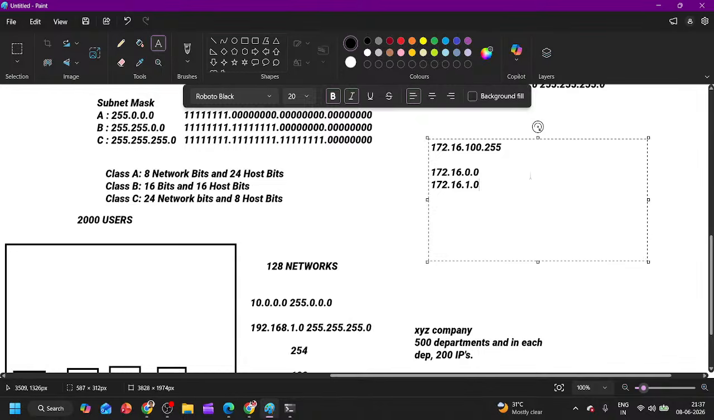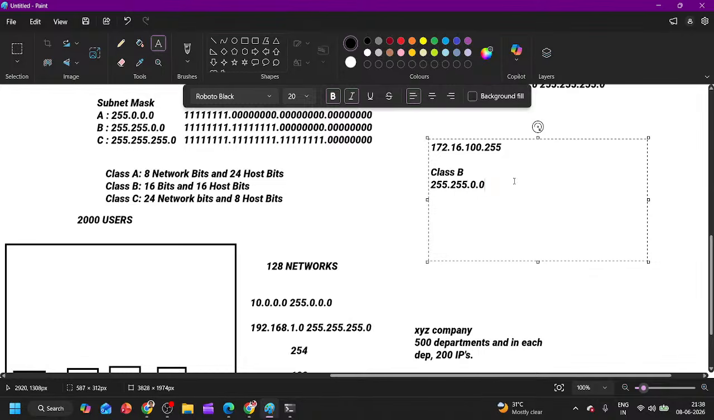You said that in this IP address we have 16 network bits. Then I asked how many networks I can get. You said 2 power 16. I am asking you, tell me the first network, second network, third network, and so on. The second network is 172.17.0.0. Okay. Now, you know this is a class B IP address. For class B, my subnet mask is 255.255.0.0. Correct?